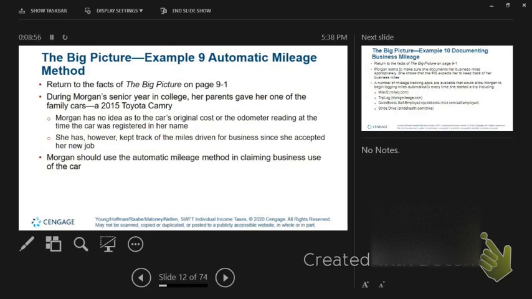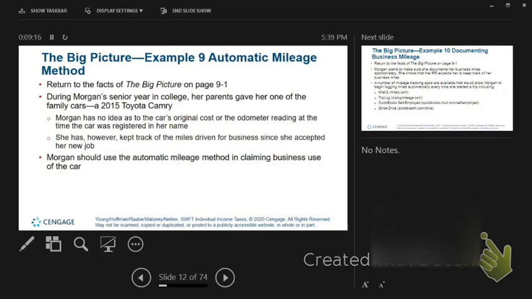Now, she's in her senior year of school and her parents gave her a car. So she does not know how much the car costs. It's one of the questions they're going to ask you. She does not know the original odometer reading. So probably the best method for her is going to use the standard mileage rate, and she's just going to want to keep track of that mileage.